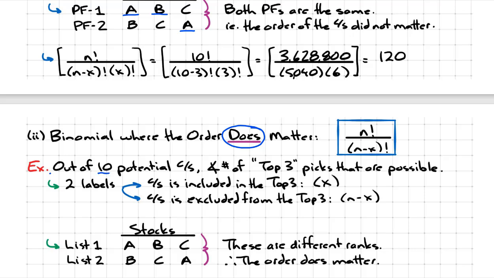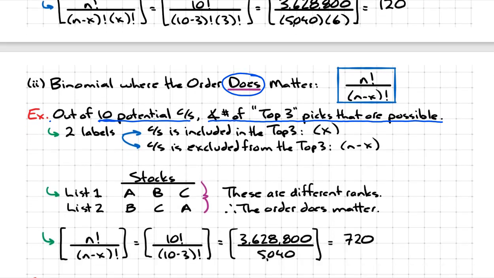Notice I'm using the same number of objects and the same number of labels or categories, namely 2. So we have 10 potential stocks, but now we're asked to calculate the number of top 3 picks that are possible. Why does that matter? Because now, when you say top 3, first place is not the same as third place. So if I can again jump ahead a little bit, in list 1, we have A as the best performer, whereas C is the third best performer.